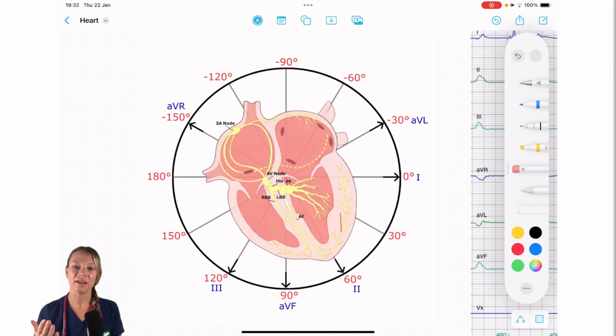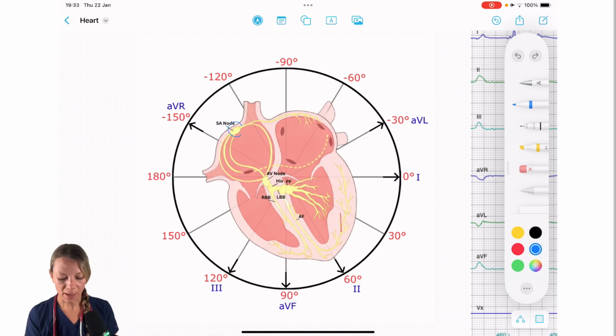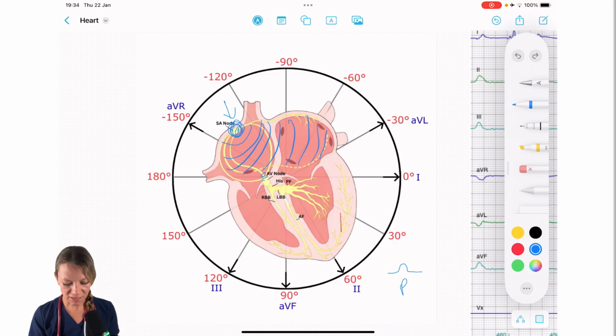Before we talk about complete heart block, we need to revise normal atrioventricular conduction. Remember, in normal sinus rhythm, electrical activation begins in the sinoatrial node located in the high right atrium. The SA node produces a wave of electrical activation that spreads across both atria. That produces a P wave. The electrical impulse then enters the AV node. From there, it conducts into the His-Purkinje system and produces the QRS complex.